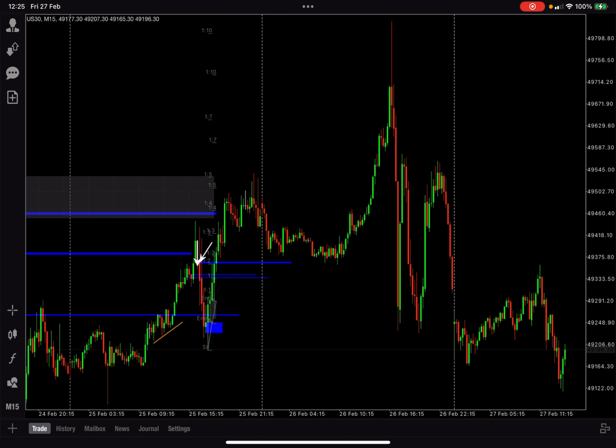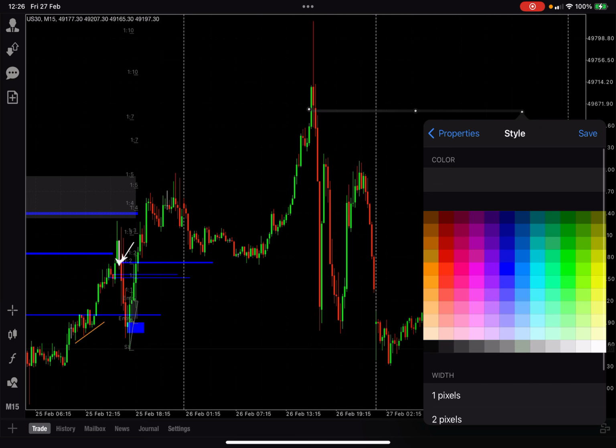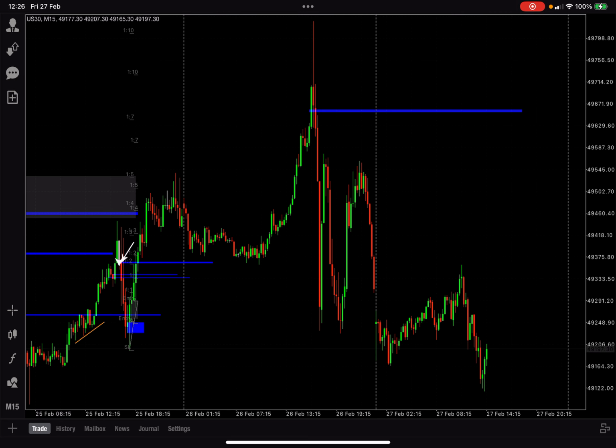Moving on to the next day, the 26th, we have the same thing. We're just going to put the New York Open on here because it's quite self-explanatory.